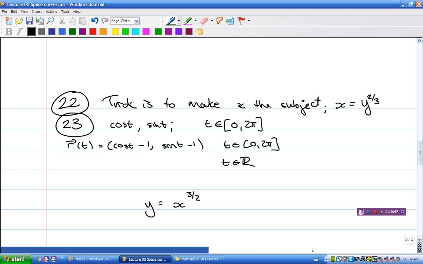Yes? It's not 3 over 2, but exactly the same thing with the x and y axes. No, I think it is 3 over 2. I think you'll find it is 3 over 2.